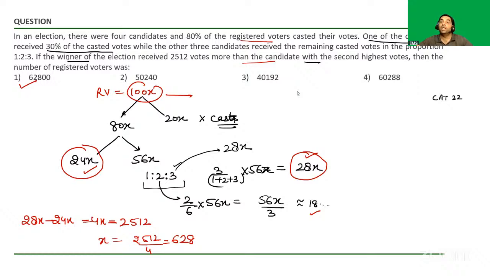So now if I look at the options carefully, I can straight away say option number 3 and option number 4 cannot be my answer, because if I calculate 20% of 40,192 or 60,288, these are not coming out to be integral values. Hence, I can straight away say these two choices are the ones added just to put 4 options. I should not say this, but these are the two choices which can never be my answer.